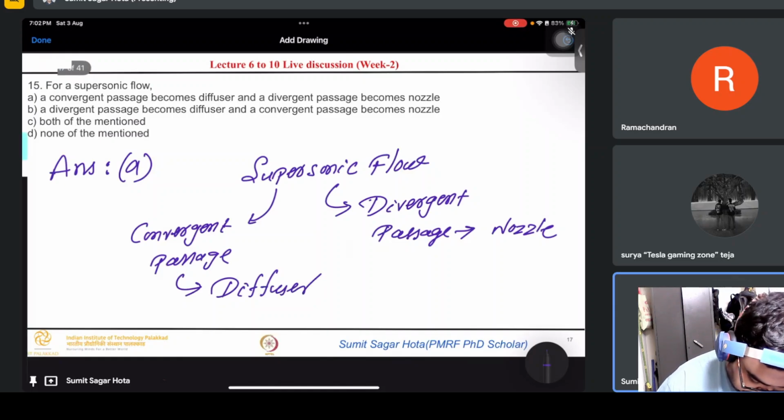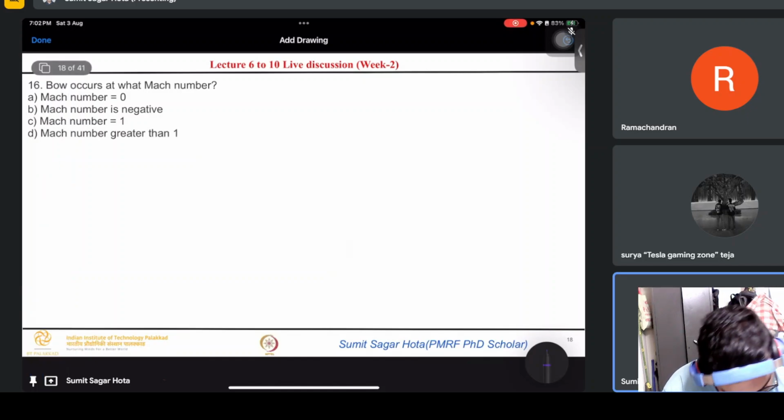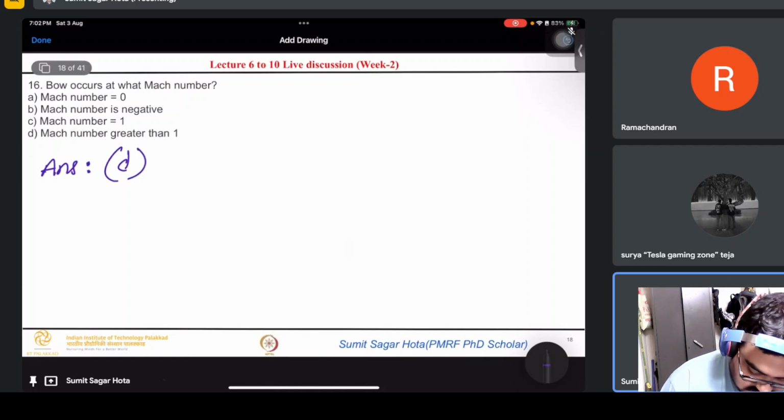The next one: the bow occurs at what Mach number? If you really know this term, bow shock waves, this will be very simple. If you know it, then only you can answer, otherwise you can't. Bow shock always occurs at very high Mach numbers, especially if you see supersonic jets, there you can see these bow shocks occurring in these kinds of flow.